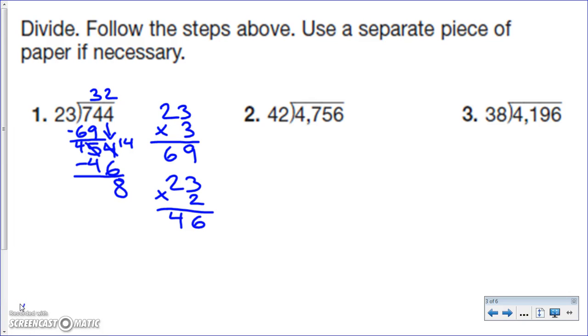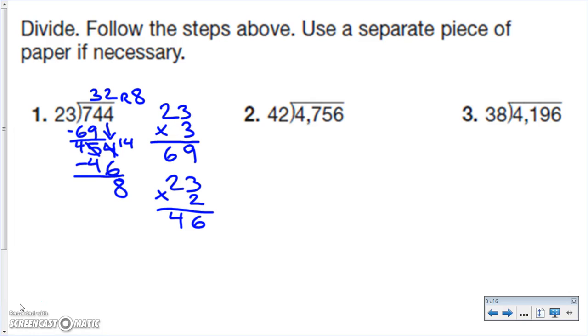That gets us a remainder of 8, so our answer is 32 remainder 8. And we abbreviate remainder just by a capital R. So we make sure that our answer has the whole number, the remainder, and then the number that the remainder is. Right, for number 2, we have 42 as our divisor and 4,756 as our dividend.